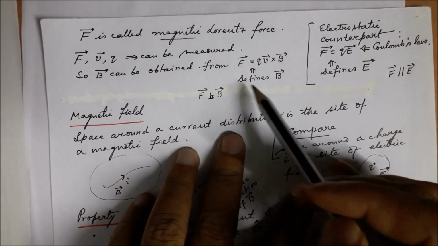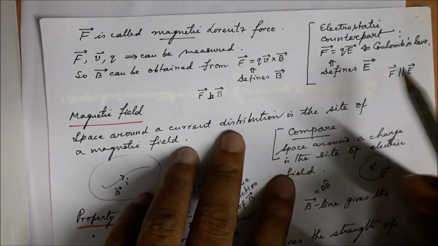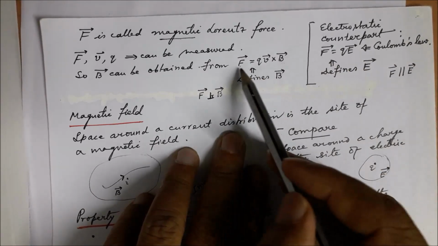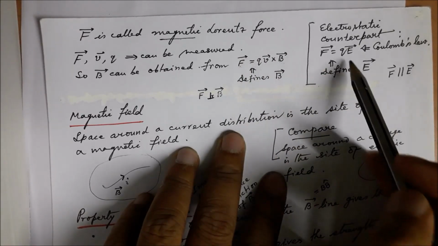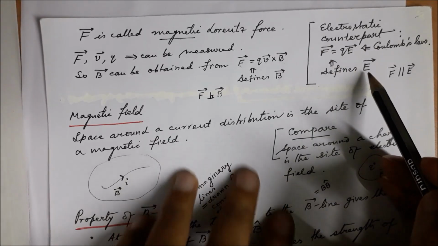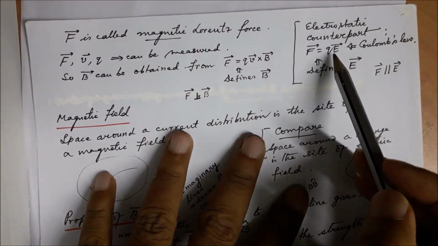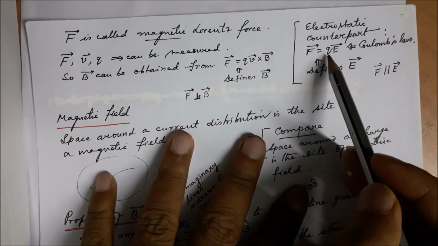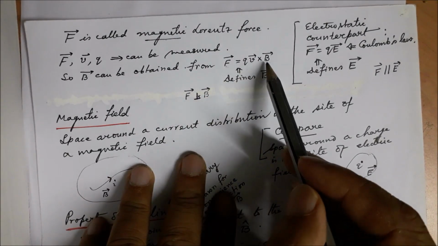The electrostatic counterpart of this magnetic Lorentz force is nothing but Coulomb's law, which is F equal to Q into E. And this is the defining equation for E, the electric field, just as the Lorentz force equation is the defining equation for B. The relation between force and electric field is that they are parallel, which follows from Coulomb's law. Q is a scalar, but here F is perpendicular to the magnetic induction B.